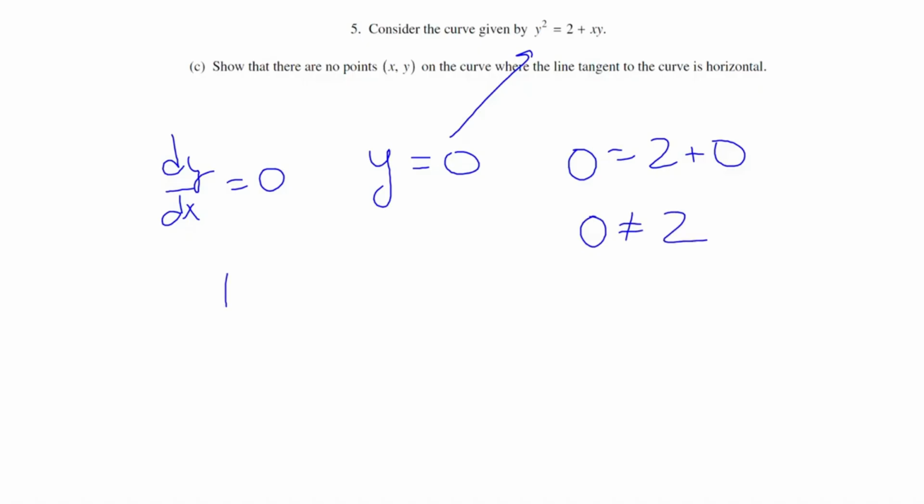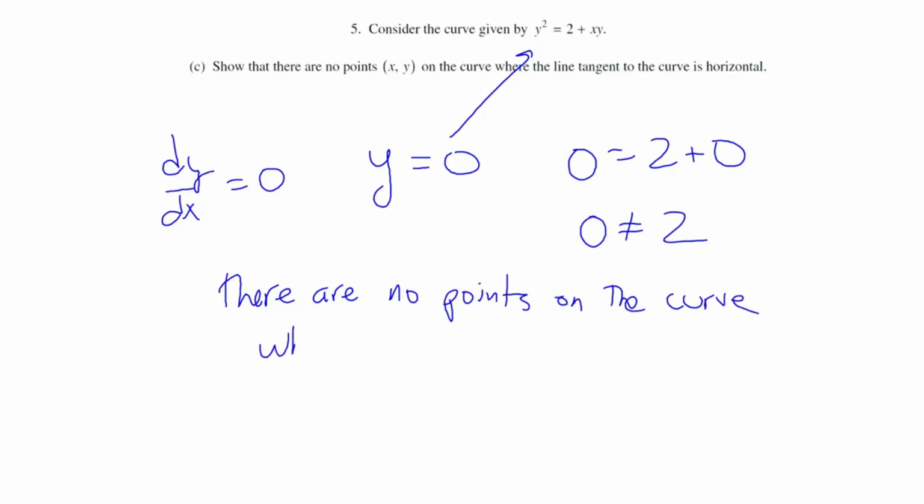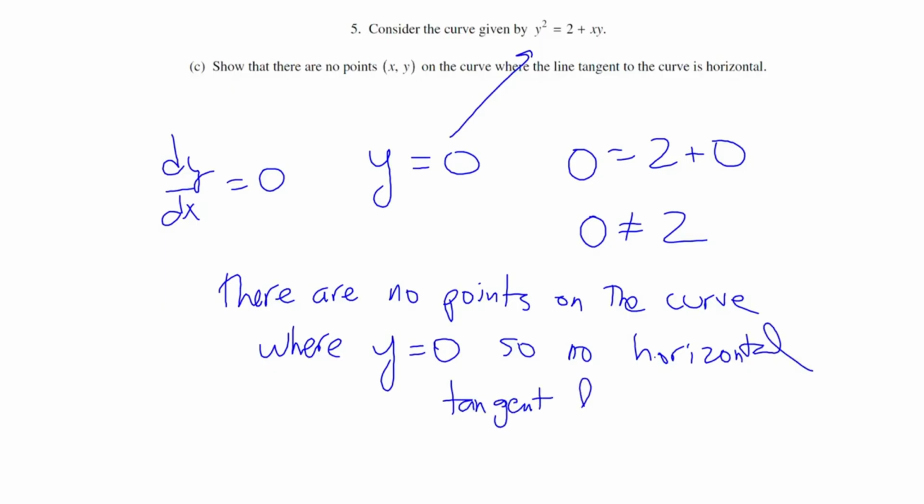And so there are no points on the curve where y is equal to 0. So no horizontal tangent line. And that's all you've got to do for part C. They gave you 2 points for that. 1 point for getting y equals 0, and 1 point for an explanation with a little bit of work here to back it up.